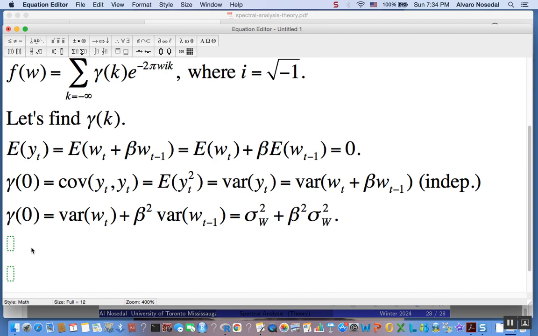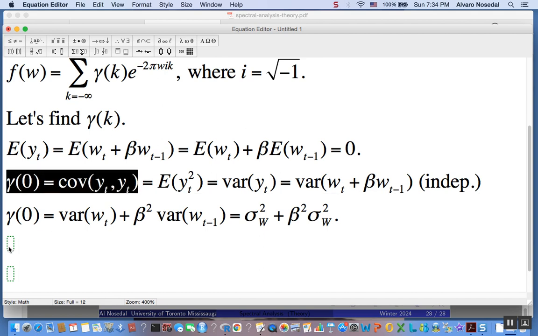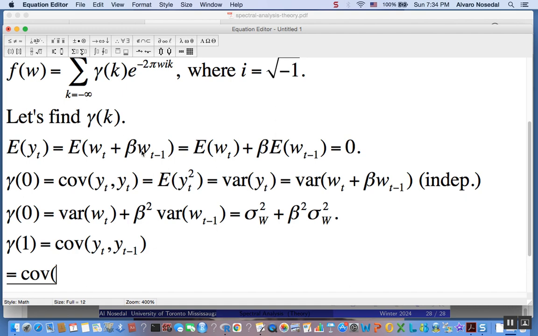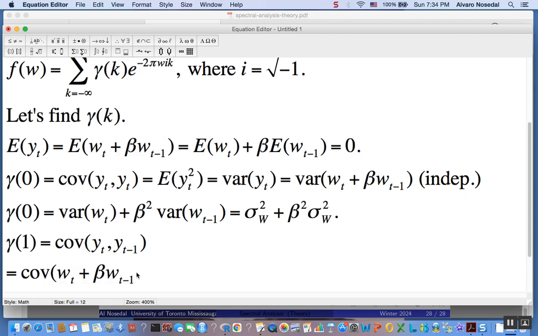Now let us find gamma at 1. Okay? So let's find the autocovariance function at lag 1. So now it would be the covariance between yt and yt minus 1. Now, I'm going to need more room here, so let me continue on the next line. So it's going to be the covariance between wt plus beta wt minus 1. That's just the definition of the process.